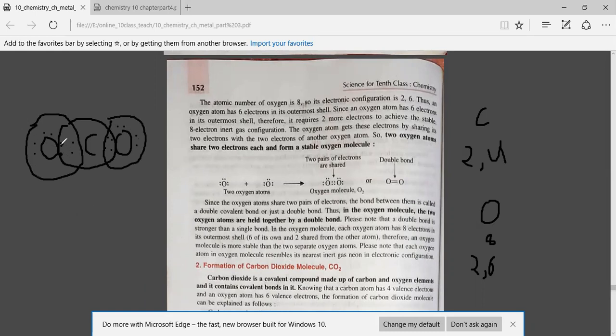So this is one pair of electrons, and this is one pair of electrons. So we have two bonds, because one bond consists of two electrons. Four electrons means two bonds. A double bond is there. So a double bond is formed between the carbon and one oxygen atom, and a double bond with the other oxygen atom. This is the CO2 molecule.